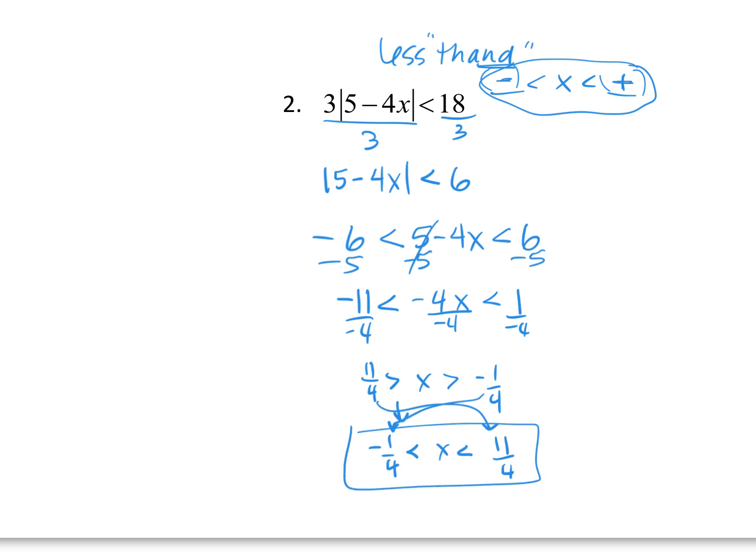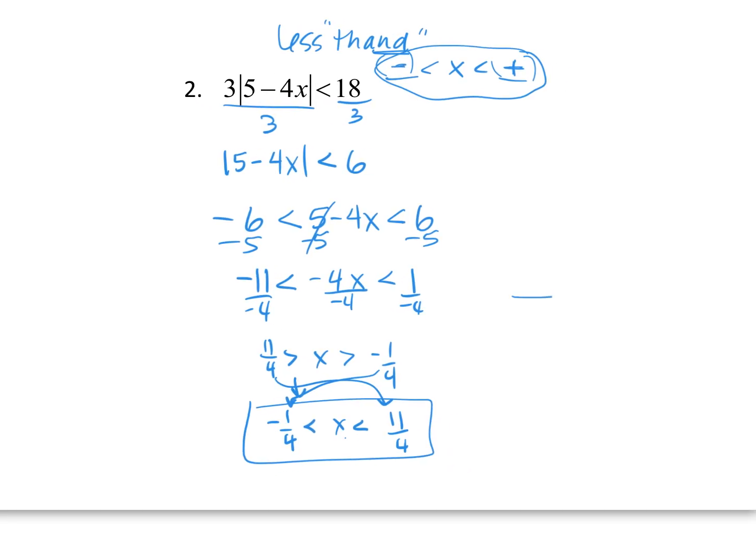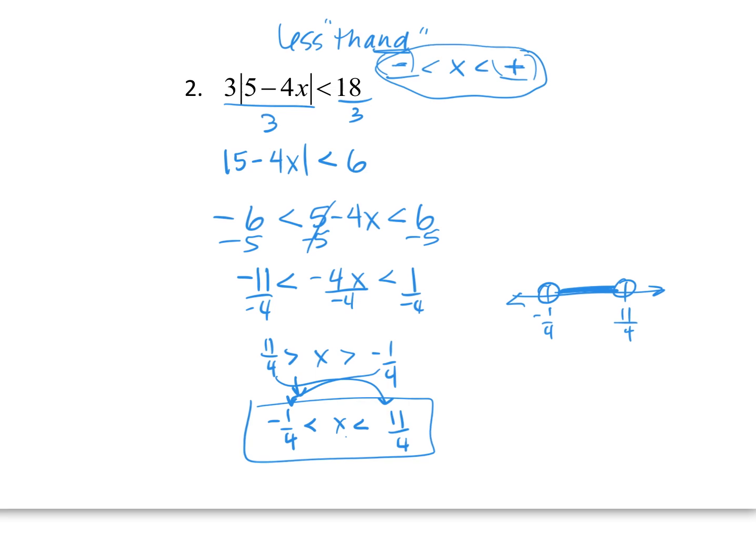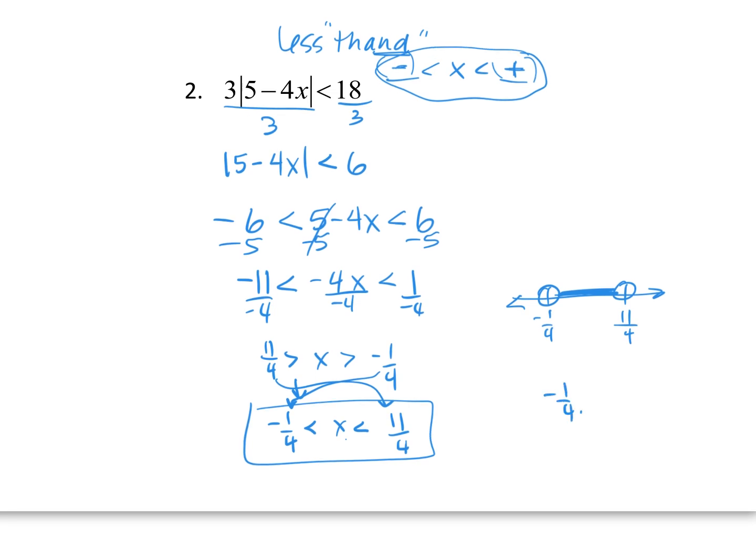This is saying x is less than 11/4 and x is greater than negative 1/4, instead of saying x is between. So on my number line, I have negative 1/4, positive 11/4. Open or closed circles? Open. And it's a between. X is between, so I shade between. So interval notation: negative 1/4, 11/4, with parentheses. Yep. Got it?